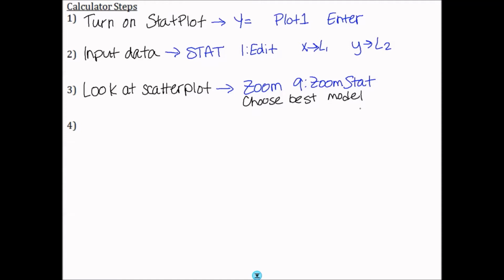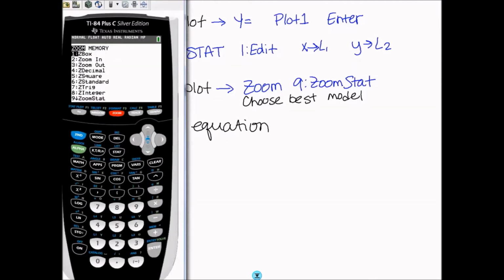If it looks exponential, you would choose to do exponential regression. Step 4 is to get your regression equation. To do that, you go back to Stat, go over to Calc, and then you pick the appropriate model. Linear regression is 4, quadratic regression is 5, cubic regression is 6, exponential regression is 0, and logarithmic regression is 9.